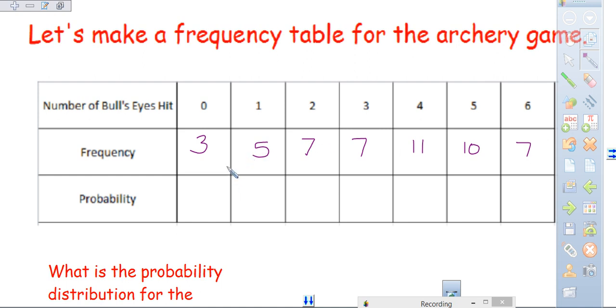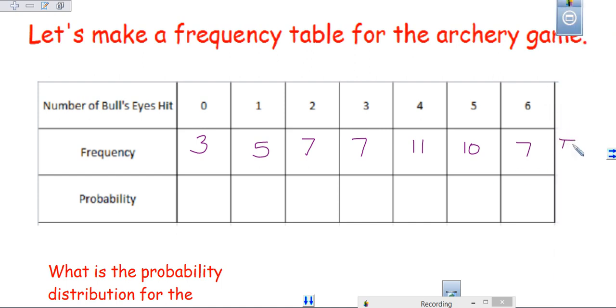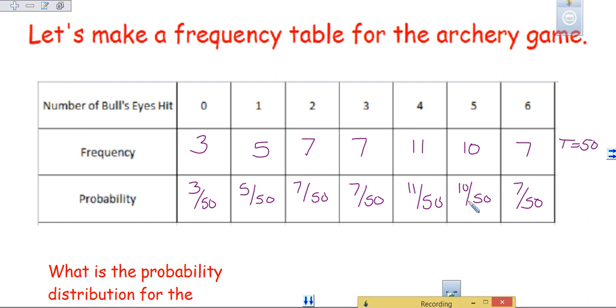So now what we can do is figure out our probability. So how many total shots were taken? So we add up this column and we get 50. So our probability would then be 3 out of 50, 5 out of 50, and so on. The other thing we could do is then turn that into a percentage.